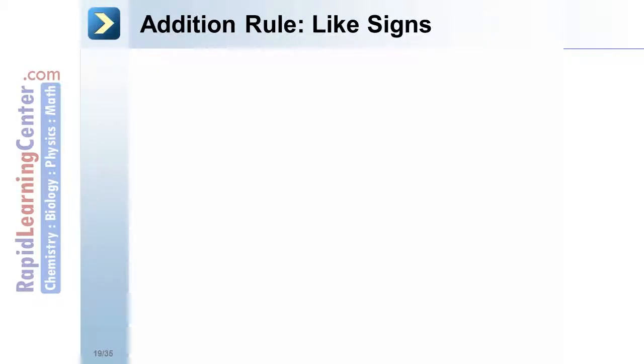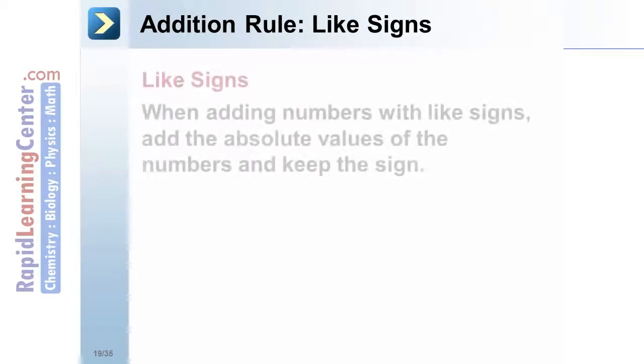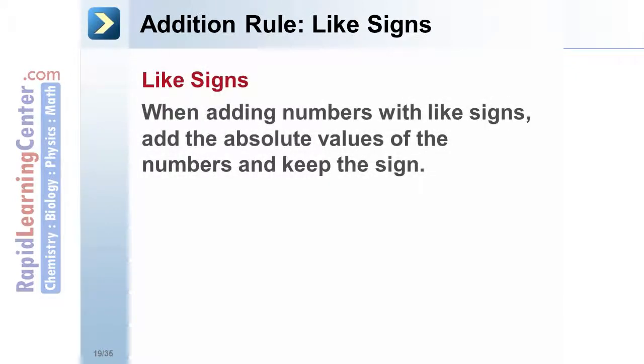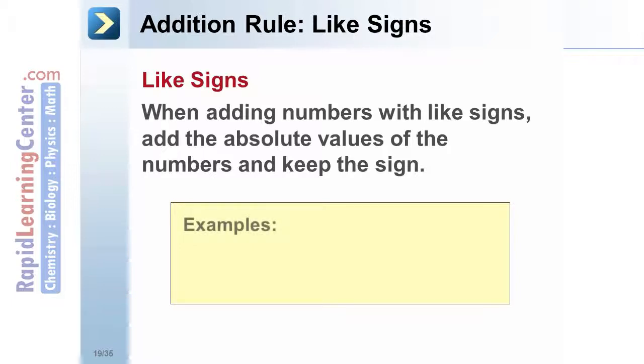Addition rule. Like signs. When adding numbers with like signs, add the absolute values of the numbers and keep the sign. Example 1. 8 plus 5 equals 13. Example 2. Negative 8 minus 5 is the same as negative 8 plus negative 5. Both expressions equal negative 13.